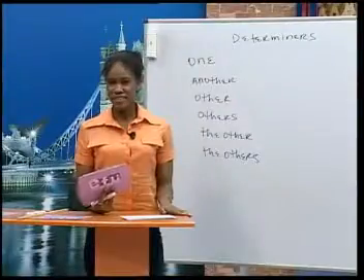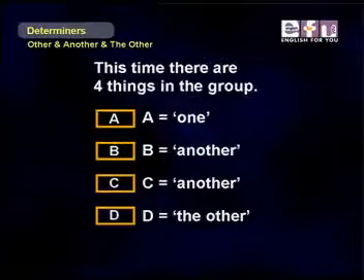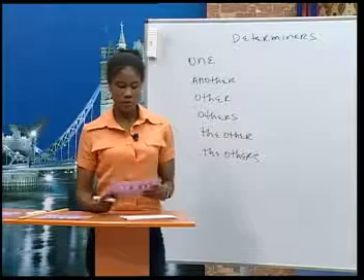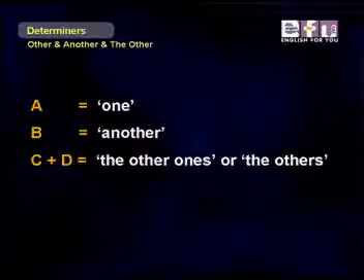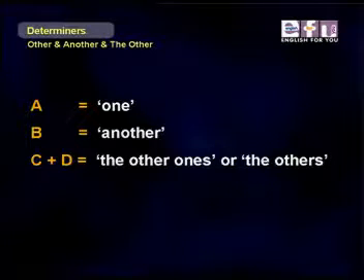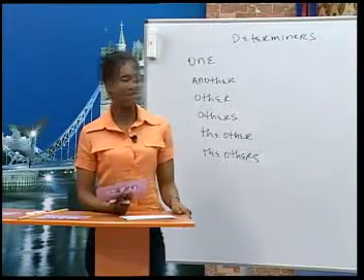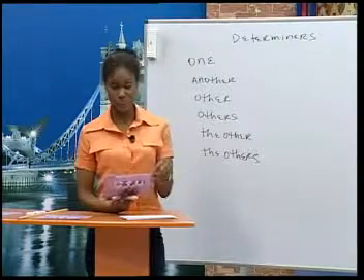All right, let's look at the next explanation, the next chart. This time there are 4 things in the group. So A is the first thing we call one, B is another, C is yet another, and then the last one, D, we can say the other. We can also look at the group another way. For example, A is one, B is another, and then C and D are the other ones or the others. Okay, let's practice using some of these determiners to talk about things in a group.